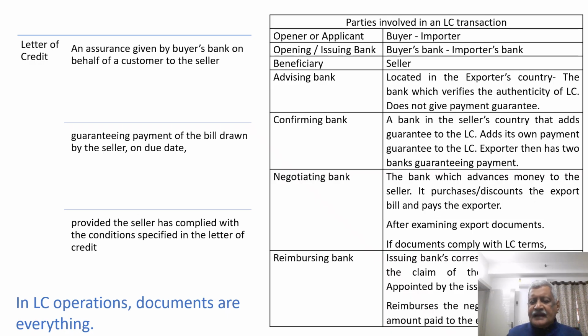The negotiating bank is the bank which advances money to the seller. It purchases or discounts the export bill and pays the exporter after examining export documents, if the documents comply with the LC terms. The reimbursing bank is the issuing bank's correspondent which settles the claim of the negotiating bank. Appointed by the issuing bank, it reimburses the negotiating bank for the amount paid to the exporter.